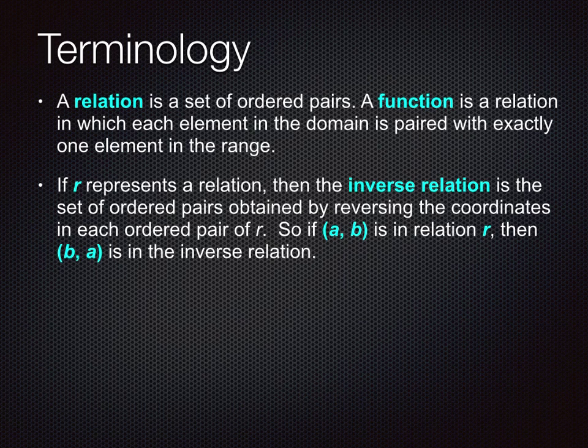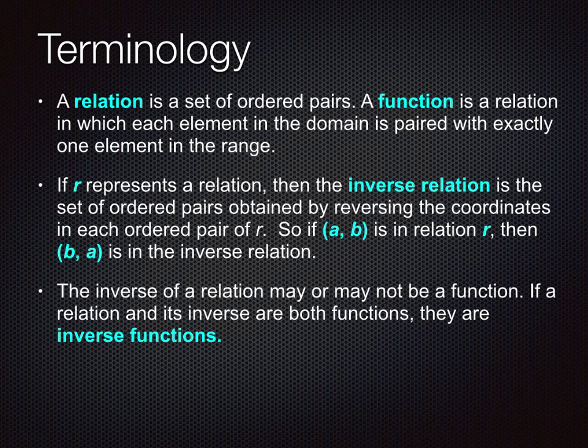If R represents a relation, then the inverse relation is the set of ordered pairs obtained by reversing the coordinates in each ordered pair of R. For example, if (a, b) is in relation R, then (b, a) is in the inverse relation. The inverse of a relation may or may not be a function. If a relation and its inverse are both functions, they are inverse functions.